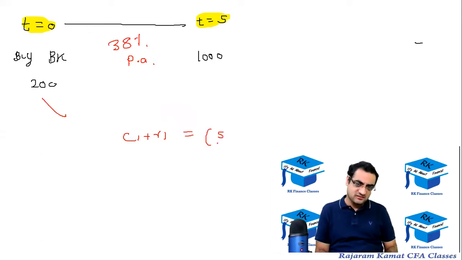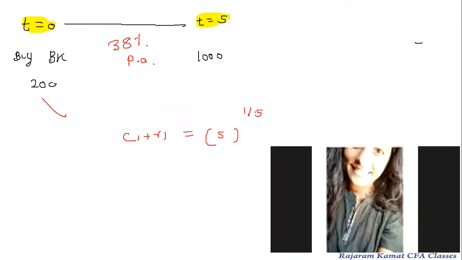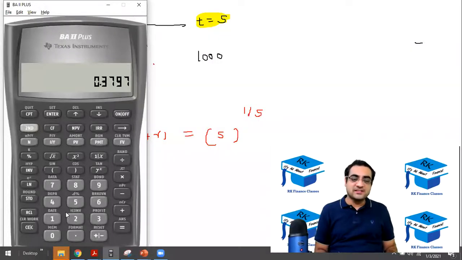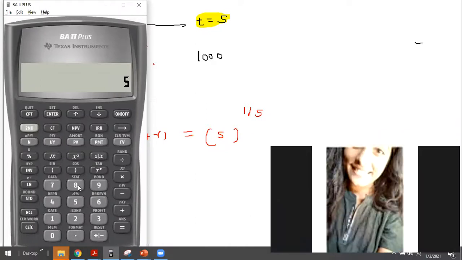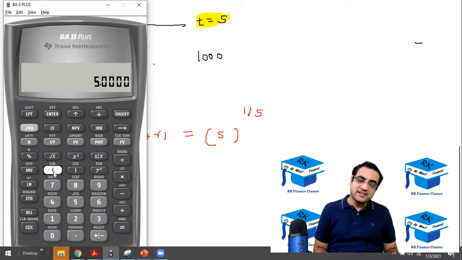Is that clear? Yeah. Okay, now listen to it carefully. So press 5. Press raised to. Open the bracket. 1 divided by 5. Close the bracket.